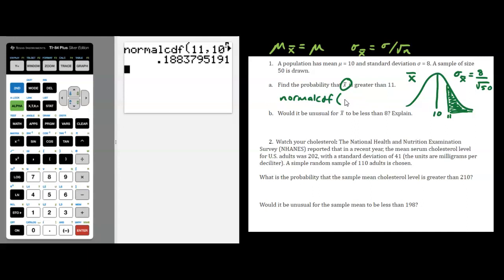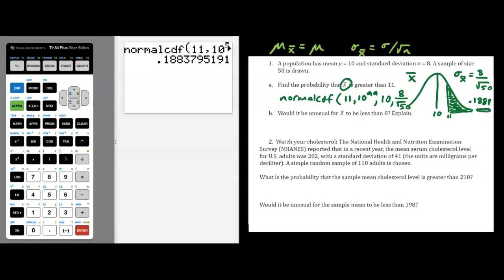So let me write some of those things down. I had normal CDF, going from 11 to 10 to the 99, and then the mean of 10, and the standard deviation of 8 divided by the root of 50. And we could see our answer was approximately 0.1884. So a little under 19%.